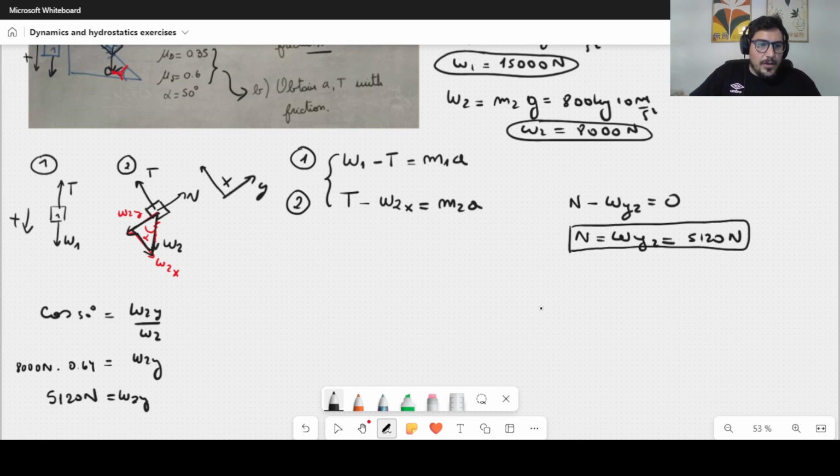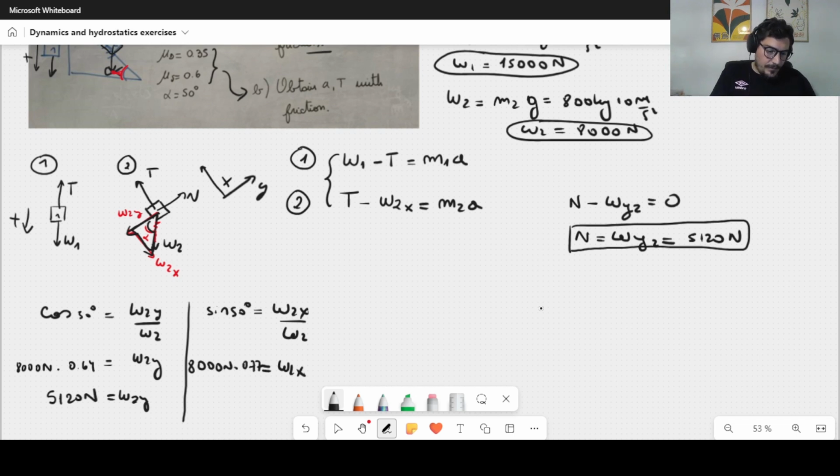Okay. Well, and what about the weight in x? In this case, it's the opposite cathetus, so we use sine. Sine of 50 is equal to weight 2 in x divided by the weight 2. So weight 2 in x is 8,000 Newton times sine of 50. Sine of 50 is 0.77, times 8,000. The result is 6,160 Newton. Okay, that's the weight in x.